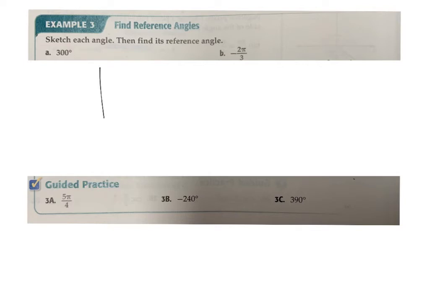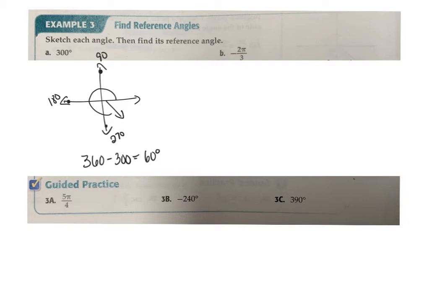If I sketch this angle, 300 is going to fall in what quadrant? Well, it's important to know where your markers are. This right here is 90. This is 180. This is 270. So which quadrant is 300 going to fall in? My fourth quadrant. So that's going to be somewhere over here, right? So I'm going to have to subtract from 360 to get my reference angle. 360 minus 300 gives me a 60-degree reference angle.